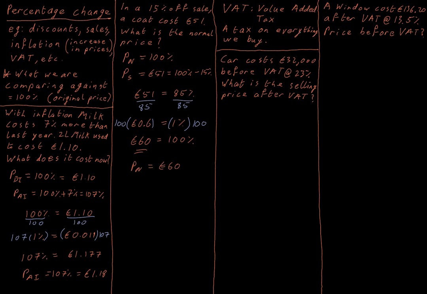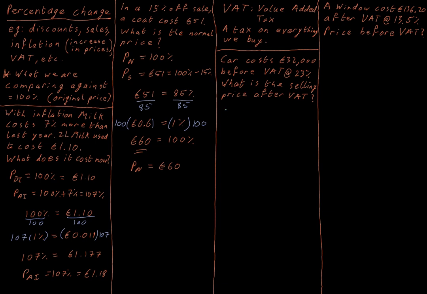Now, another way that this can be phrased is in terms of a VAT question, a value-added tax question. And VAT is just a tax that we pay on absolutely everything, or almost everything, that we buy. So a car costs $32,000 before VAT at 23% is charged. What is the selling price after VAT? So we've got the price before VAT, and now we want to know the price after VAT. Well, the VAT gets added on to our before VAT price. So that percentage, that 23%, is changing what should have been our 100%.